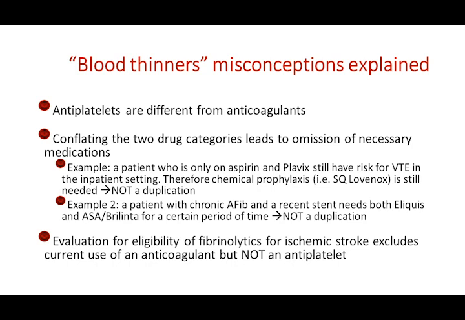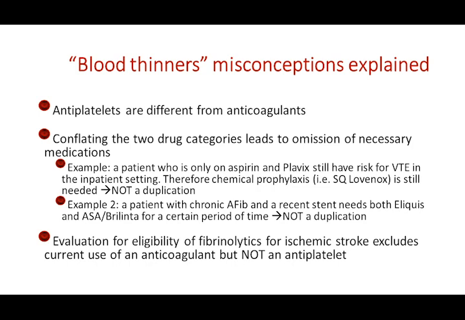A few examples that I could bring up is, so earlier we talked about how a patient who's on aspirin and Plavix, they still have high risk for VTE in the inpatient setting, and as we all know, with our ICU patients, they are immobile, so the risk of VTE is actually really high. So we do need to have chemical prophylaxis on these patients, and this is definitely not a duplication of therapy.